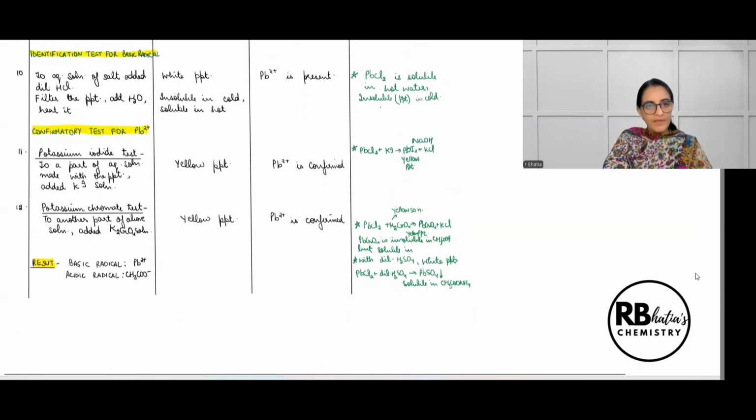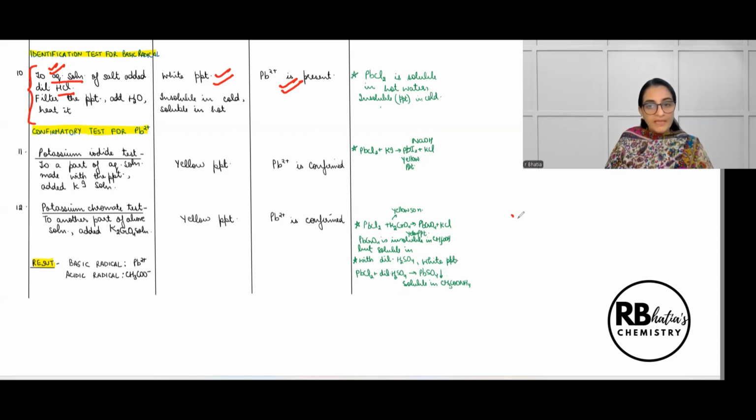And then after this, we have the identification test for basic radical. Here, we are going to do the test with the aqueous solution. So to the aqueous solution of the salt, add dilute HCl. If you get an observation, you quote the inference. If not, then you just keep on performing. This was a group 1 radical. So it was short and simple.